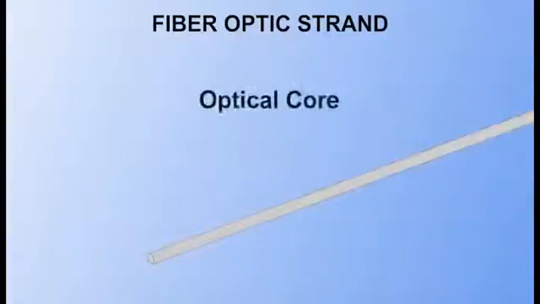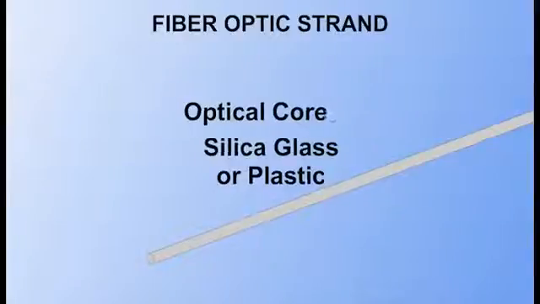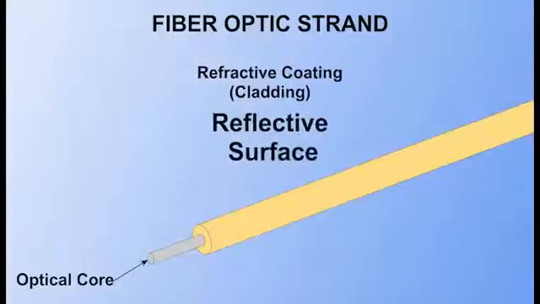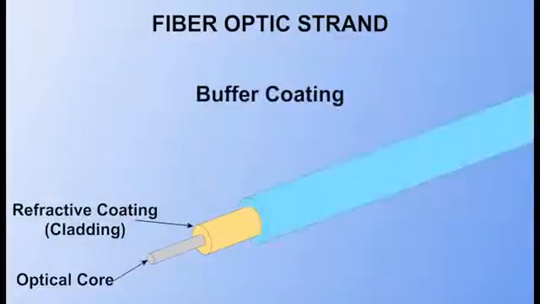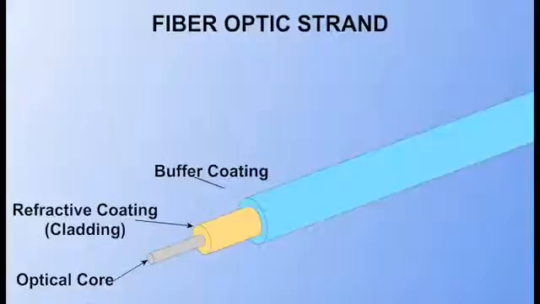The actual conductor is a silica glass or plastic core. This core is surrounded by a refractive coating called cladding, which provides a reflective surface and causes the light to travel along the entire length of the core. The third layer is a buffer coating to protect against moisture and other damage. It also prevents light from escaping the strand and may have a color coating for identification purposes.